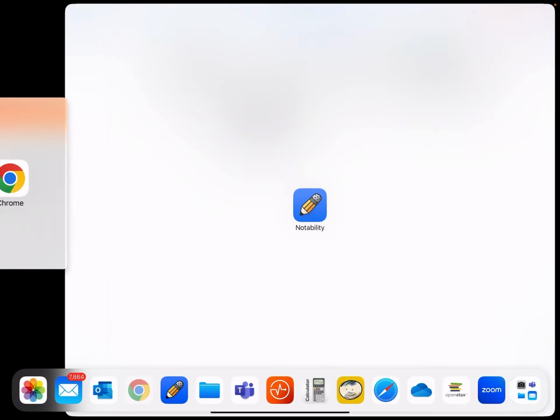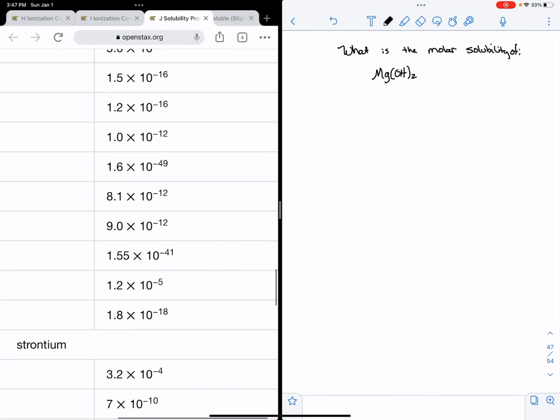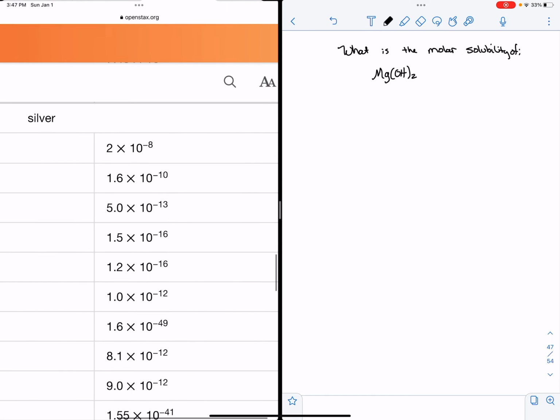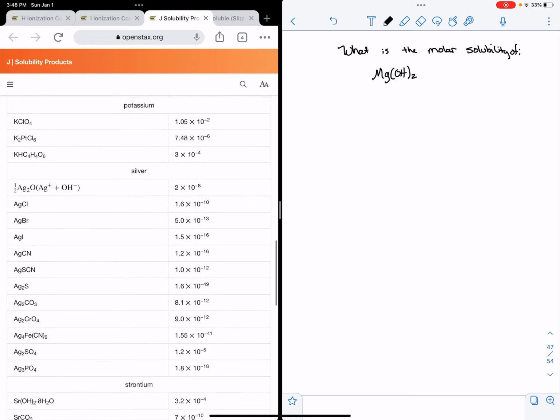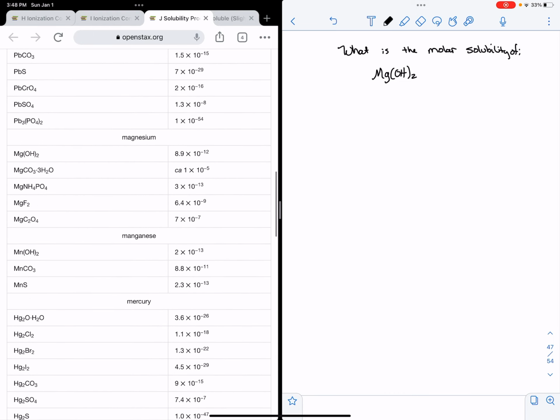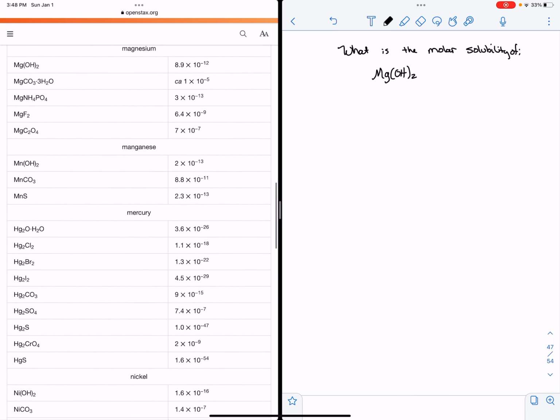I'm just going to solve for this one in molarity, but I just want to make sure that you remember, because sometimes at this point, because we've had so much one-to-one, people forget how to deal with there being more than one ion. So I'm going to jump over here to magnesium. There we go, magnesium hydroxide. The Ksp for this, I've got at the top, 8.9 times 10 to the minus 12th.